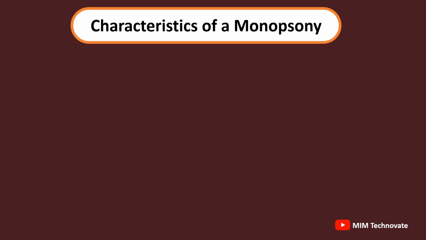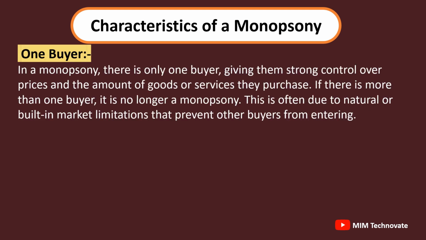Characteristics of a monopsony. One buyer. In a monopsony, there is only one buyer, giving them strong control over prices and the amount of goods or services they purchase. If there is more than one buyer, it is no longer a monopsony. This is often due to natural or built-in market limitations that prevent other buyers from entering.